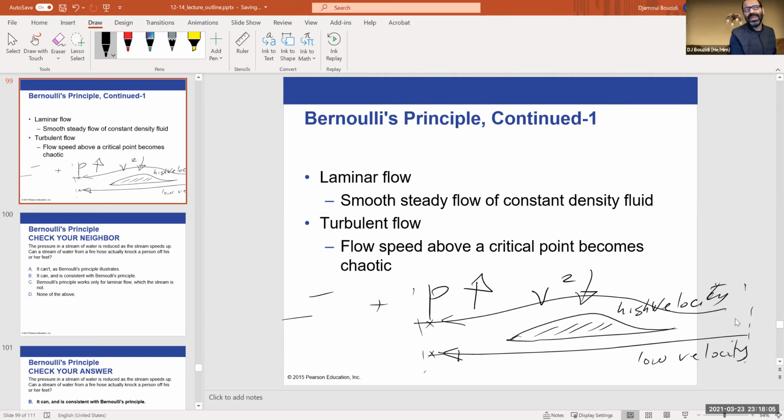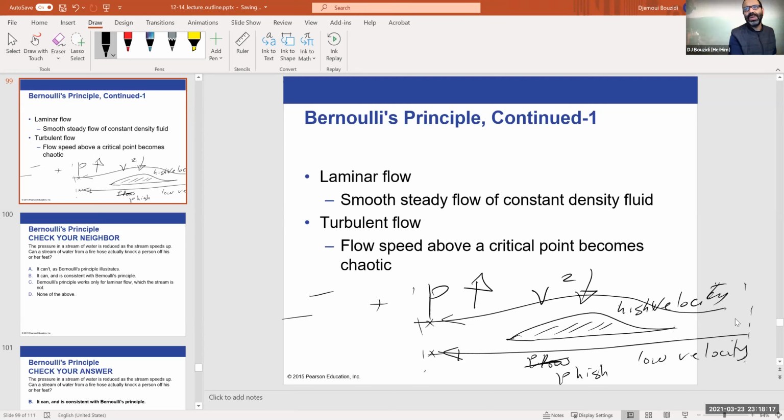I'm sorry, P is high pressure here. The reason is because the velocity is low, and this number does not change. The sum of these two doesn't change. So in this case, the pressure is low because we have high velocity, and that difference in pressure, because the pressure from the bottom is higher than the pressure from above, is what causes the plane to lift off.